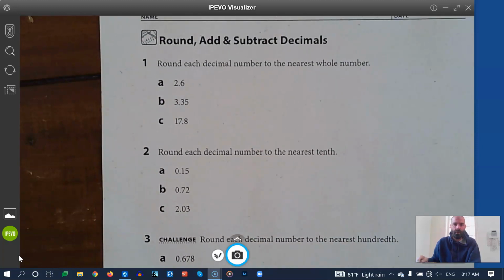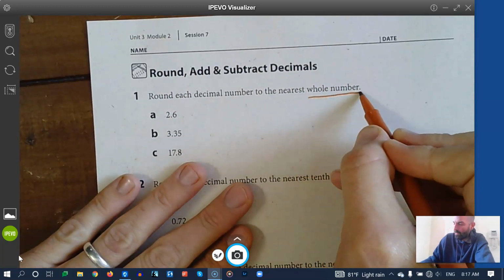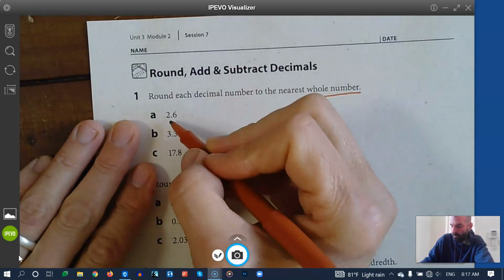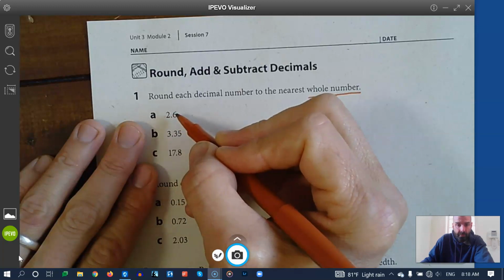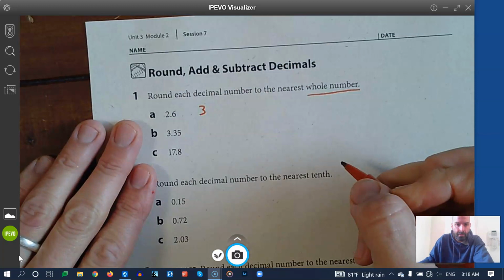Here we go. Round each decimal number to the nearest whole number. So that's very important. Whole number, and I'm going to solve this one in 3, 2, 1. My whole number is 2 here, so I'm in between 2 and 3. I have a 6 next door, so that means I'm rounding it to the number 3.